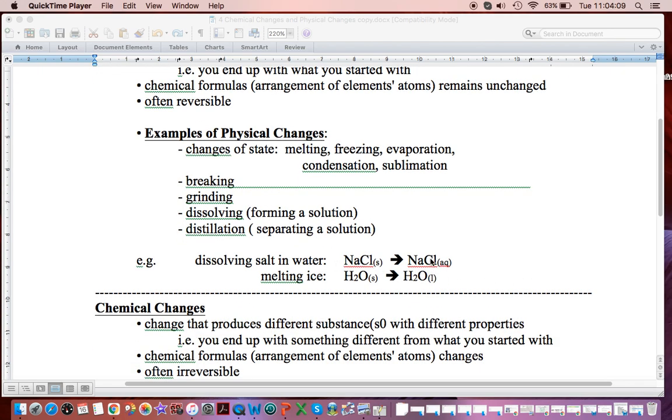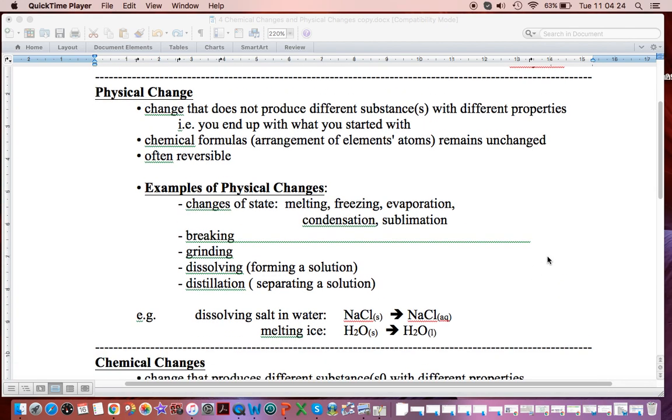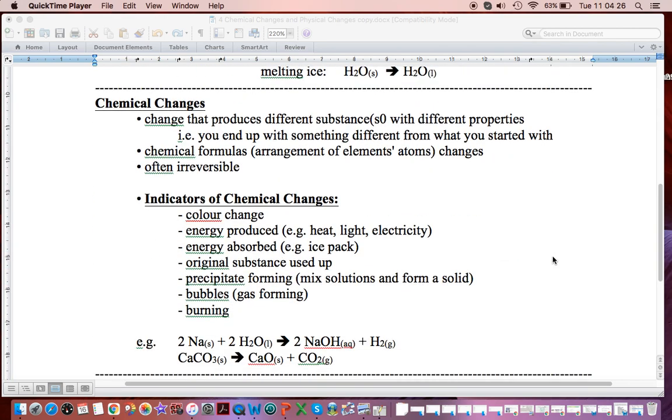Here's NaCl, it becomes NaCl. Formula didn't change. Here's H2O, it becomes H2O. Didn't change. In the second case, we went from a solid to a liquid. That's why it's called melting. So to a chemist, physical changes can be rather dull, but they're also very important.